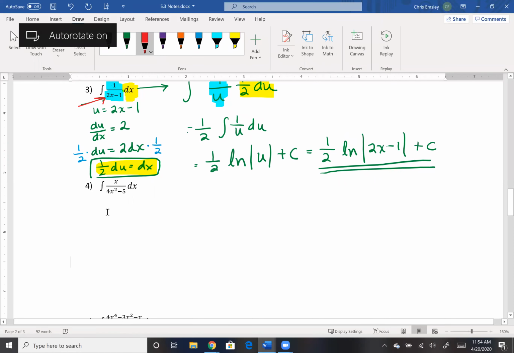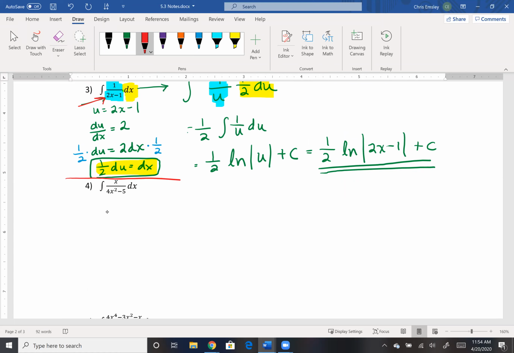Okay. So for number 4, that one probably at first is kind of a stumper. We haven't seen anything that looks like that before. It's an unusual looking problem. So since I don't know what else to do, I'm just going to try u equals the denominator, because there aren't any other tricks that work there. Take the derivative. 4 times 2 is 8x. Move the dx over to the other side. And then see what we have in terms of doing our substitution.